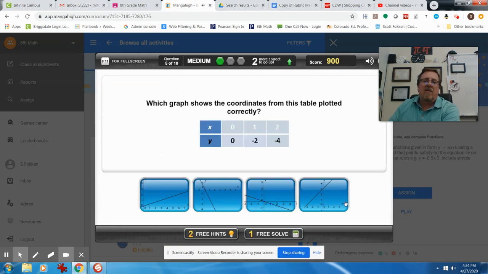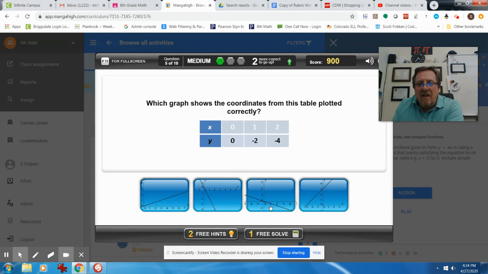Which graph shows the coordinates from this table plotted correctly? Well, it's got to go through 0, 0, and this one does. So that's a bonus. But so does this one. So let's look at the next number, 1, negative 2. At 1, is this graph at negative 2? No, that graph's not at negative 2. At 1, is this graph at negative 2?